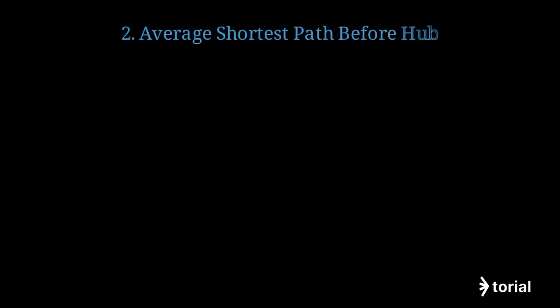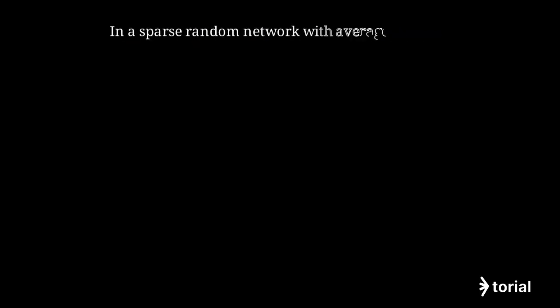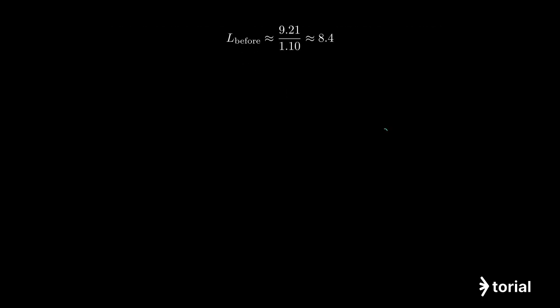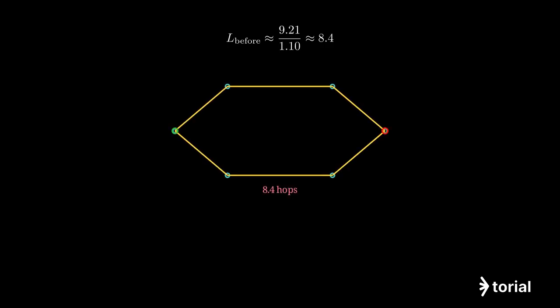Now let's analyze the average shortest path length before adding the hub node. In a sparse random network where the average degree is only 3, paths tend to be relatively long. The average shortest path length is approximately ln(n) divided by ln(average degree). This gives us about 8.4 hops on average to reach any node from any other node. Without a hub, messages must traverse through many intermediate nodes to reach their destination.